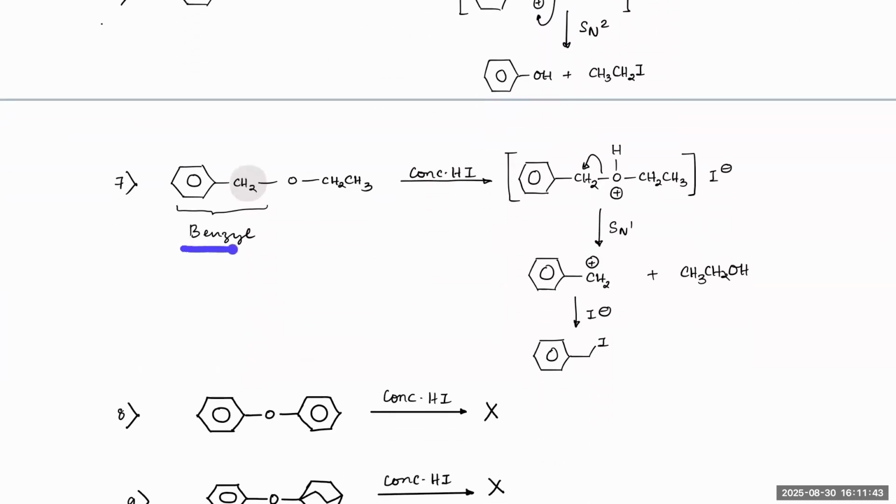Now this time you can see left hand side there is benzyl. Right side, although it is 1 degree, left hand side is benzyl. So it will favor SN1. First protonation will take place. Bond will break onto this side, the arrow got wrong, so that we can get carbocation. And then I minus can attack. You'll get this product.